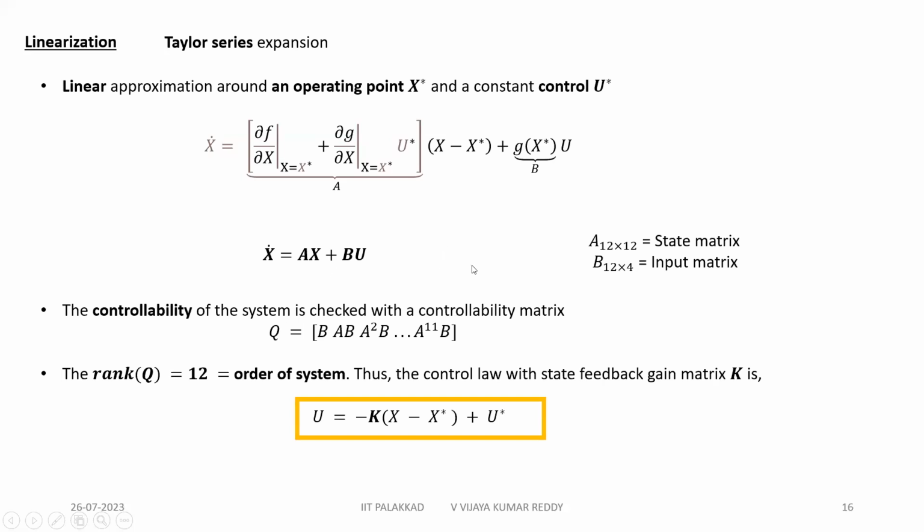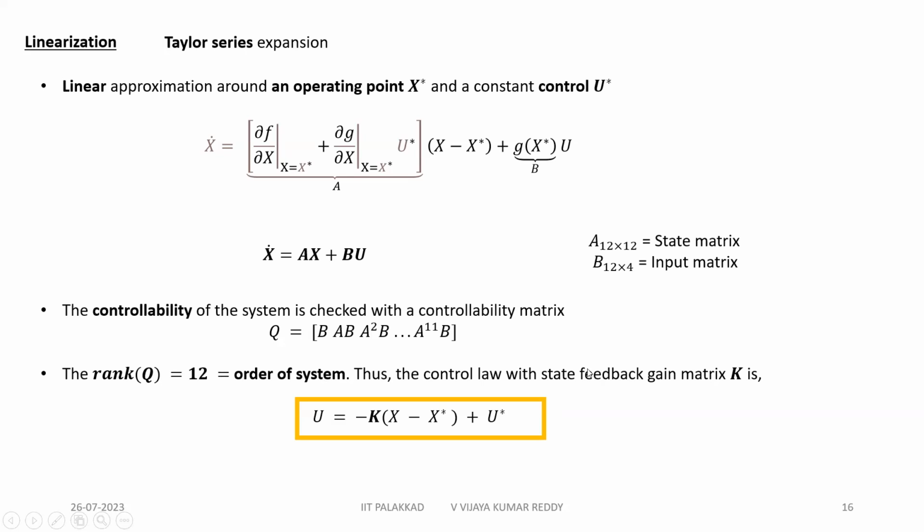Now we have to check the controllability. Whether the system is controllable or not, we have to find out first. Otherwise, we can't stabilize all the states if the system is not controllable. We have the Kalman rank condition here: Q equal to B, AB, A squared B, and so on. If you want full state controllability, all states should be controllable. That means the rank of Q should be 12, equal to the order of the system. The order is 12, right? 12 equations, 12 state variables. So the rank should be equal to 12.